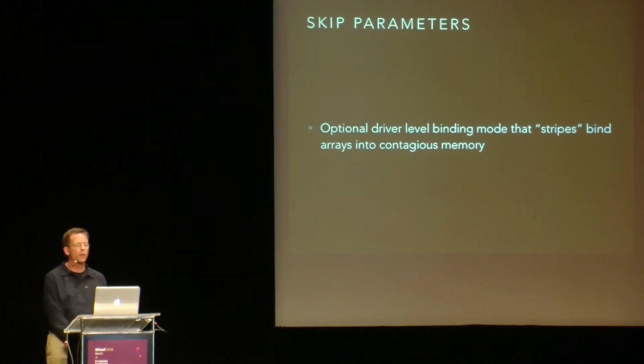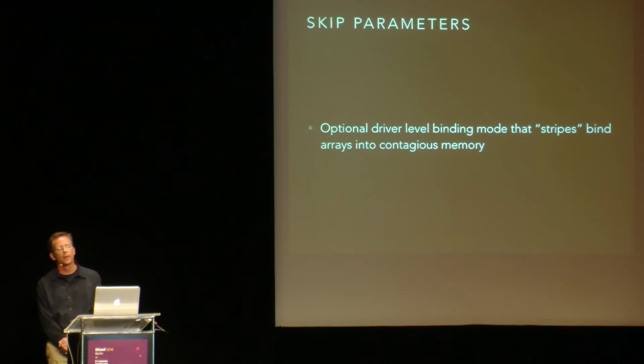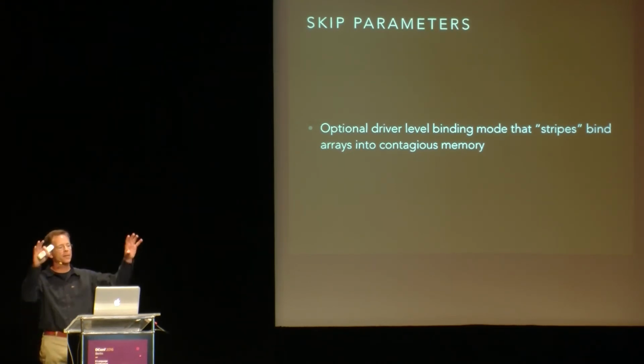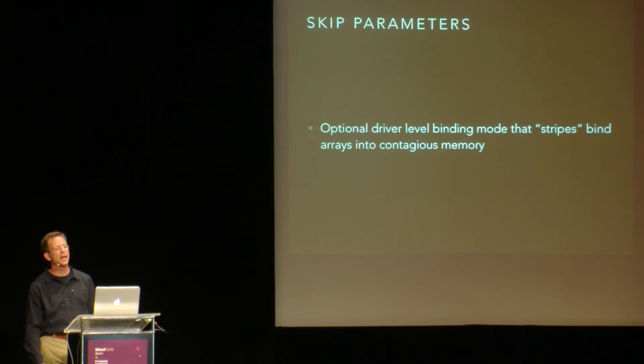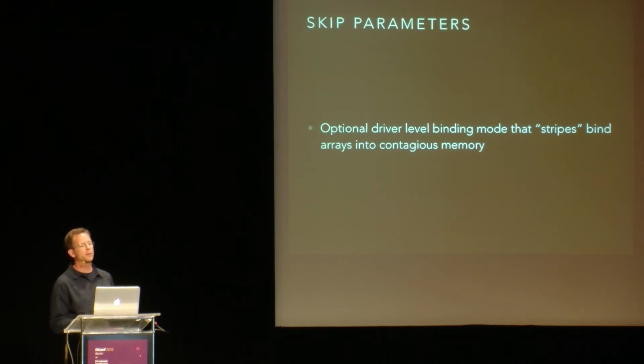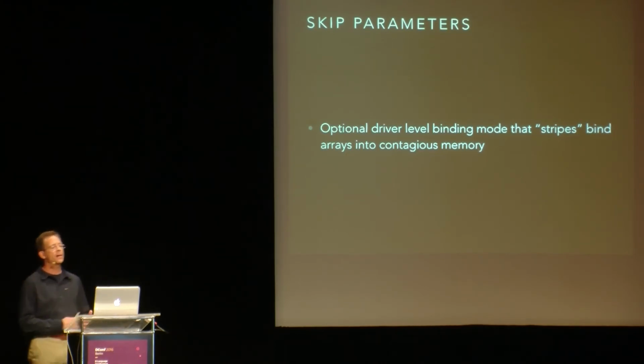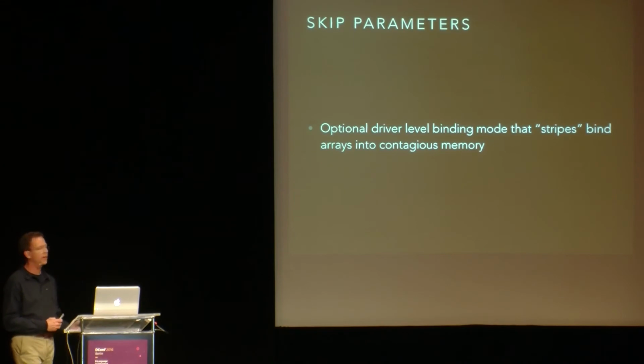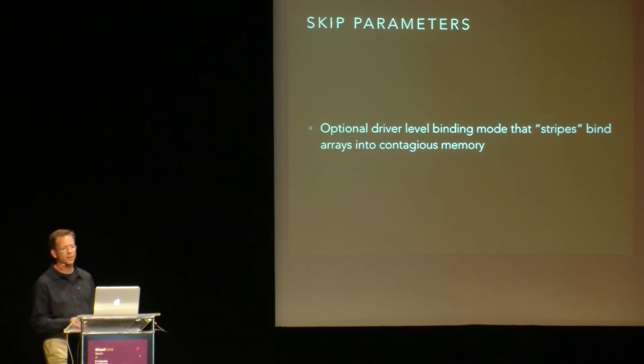Some databases support this feature called skip parameters. What this allows you to do when you're binding the results is have the buffers populated in such a way that instead of having separate array bindings per column, it actually puts them all in one contiguous structure. I haven't timed this, but this could be an additional improvement depending on what you're doing, because now you have the entire row set in contiguous memory. So that's something I'd like to support as well.